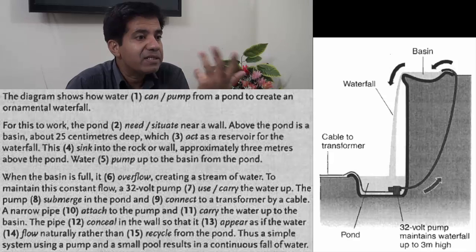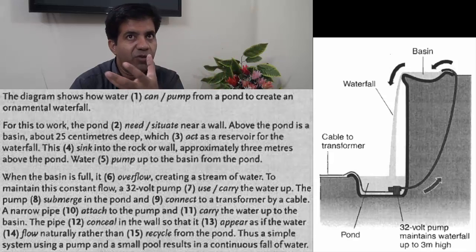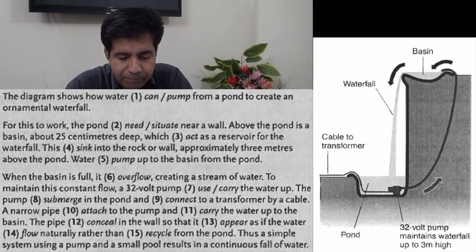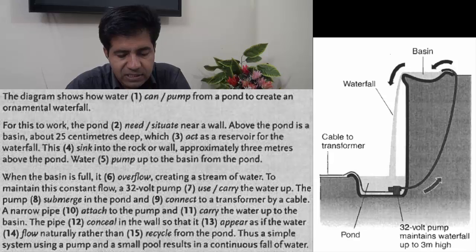Exactly, because it appears. Although in the diagram it's not continuous, it appears as if the water is flowing. It's sort of something imaginary, as if the water is flowing naturally rather than being recycled from the pond. Again passive voice, being recycled. Yes, here we use being. Rather than being recycled. It's passive voice. It is being recycled from the pond. Clear? Thus a simple system using a pump and a small pool results in a continuous fall of water.